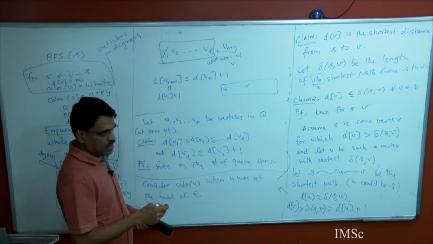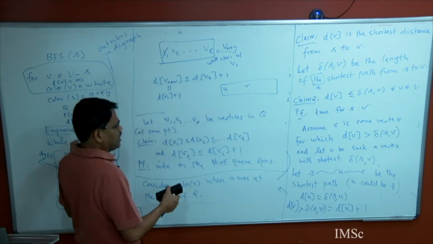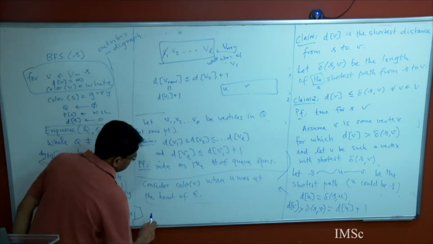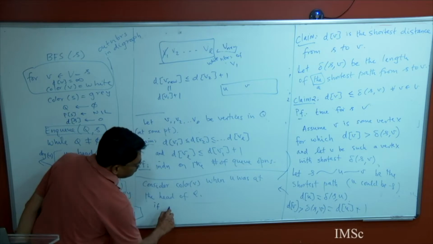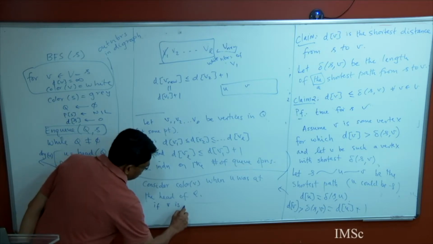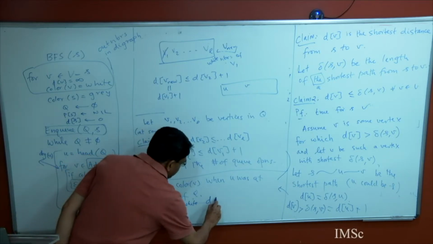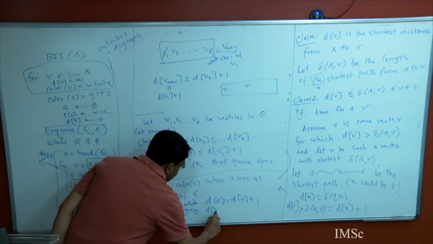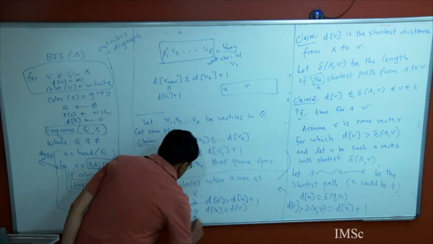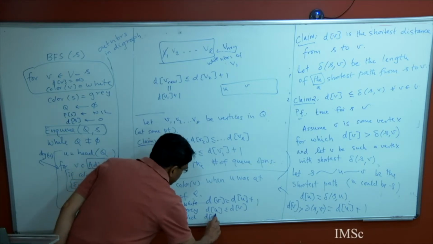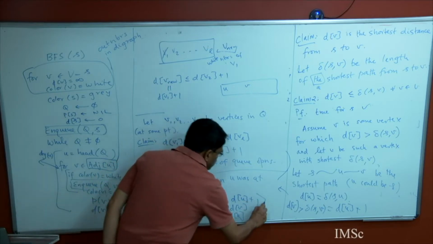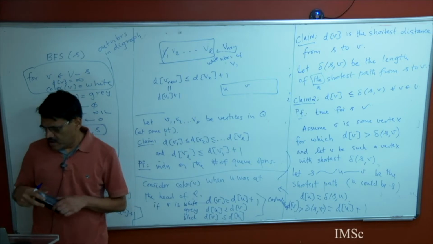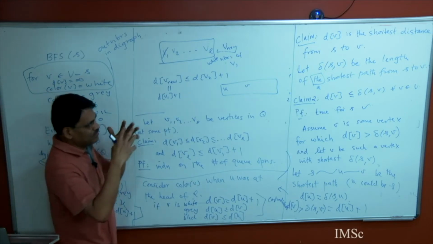Could it have been black? No, because again, if V had been black, its distance d of V would have been less than or equal to d of U, which would be a contradiction here. So if V is white, d of V would have been equal to d of U plus 1. If it's gray, d of U would have been less than or equal to d of V, and if it's black, d of V would have been less than or equal to d of U, and all of these are a contradiction to this assumption. Okay, fine. So this is the way it's growing, the level.